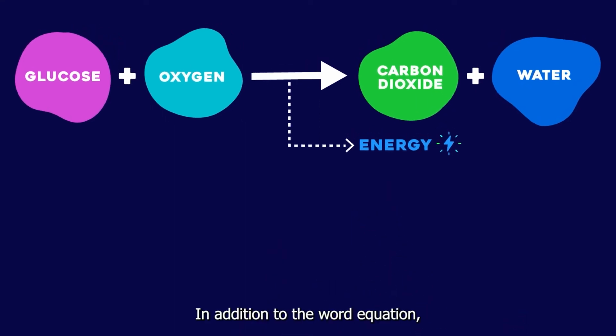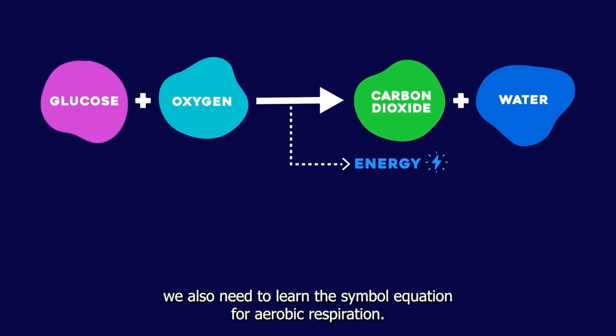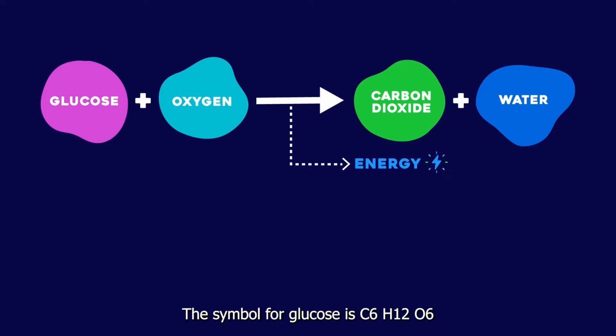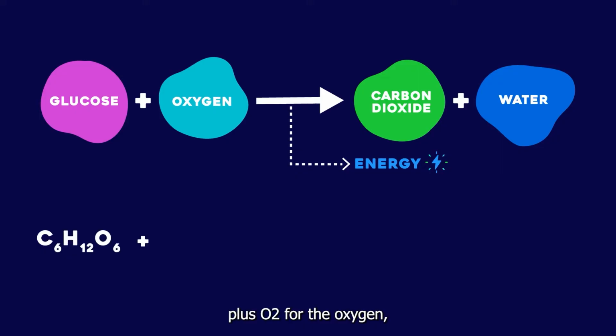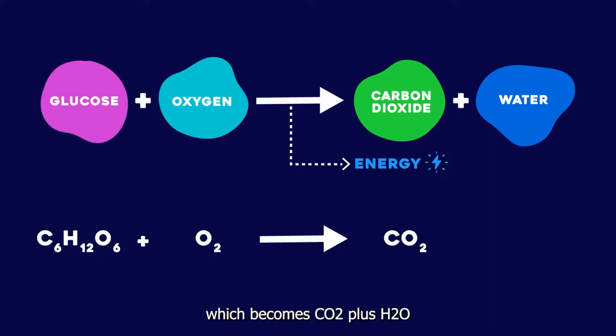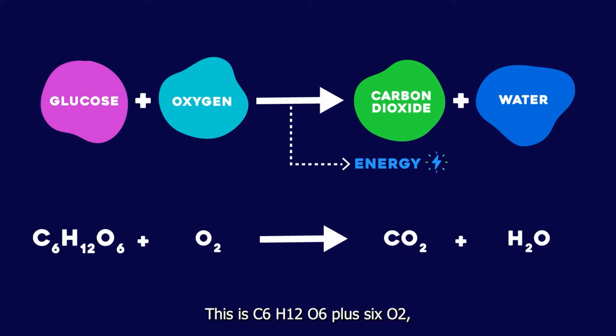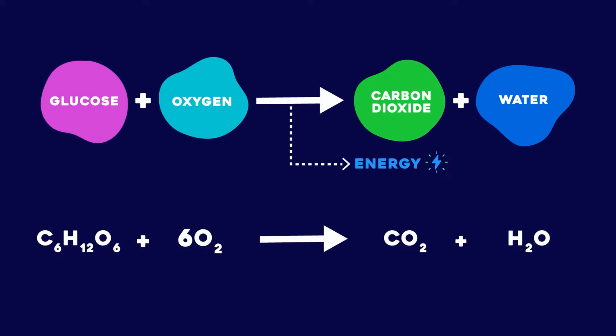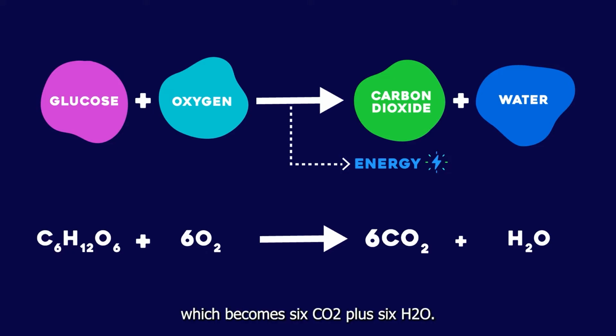In addition to the word equation, you also need to learn the symbol equation for aerobic respiration. The symbol for glucose is C6H12O6 plus O2 for the oxygen, which becomes CO2 plus H2O. When this is balanced, this is C6H12O6 plus 6O2, which becomes 6CO2 plus 6H2O.